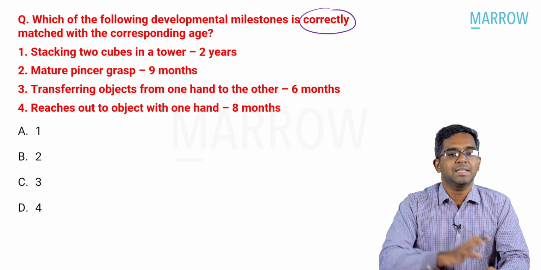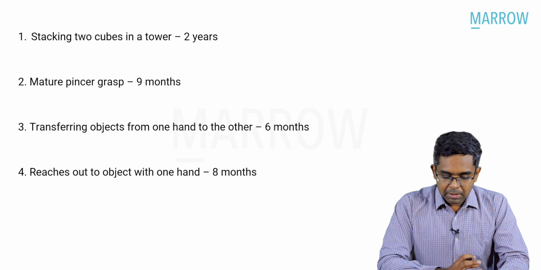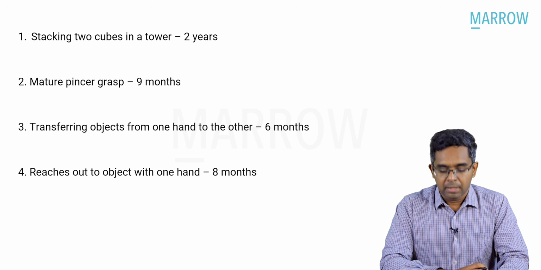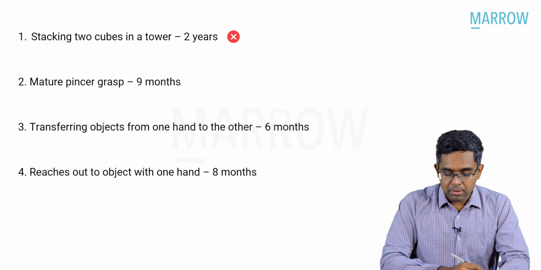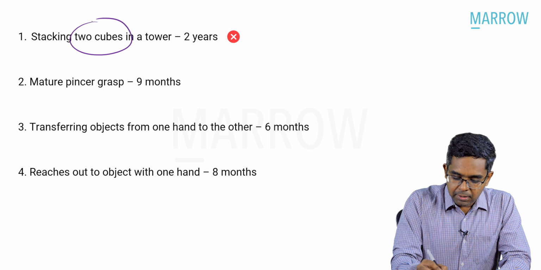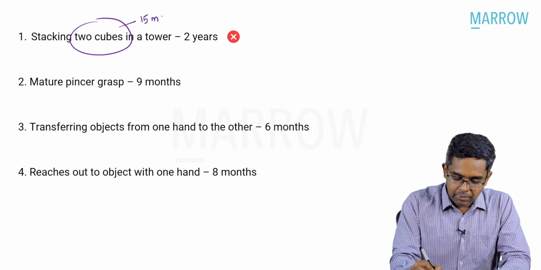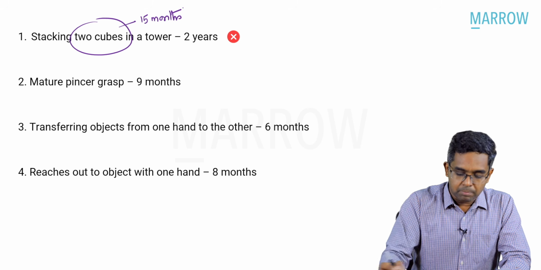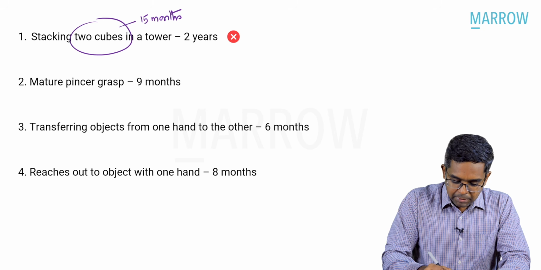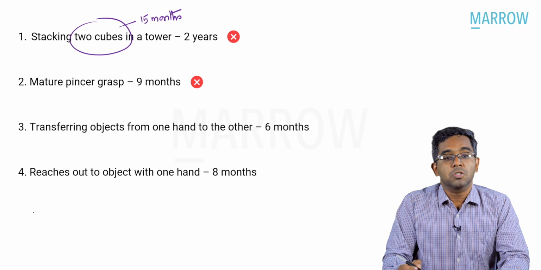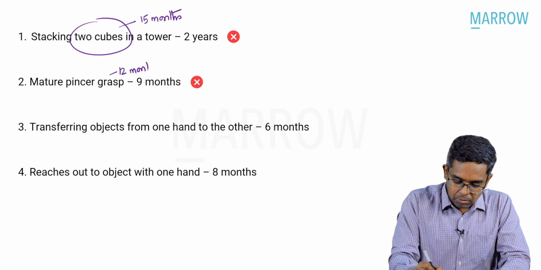For that, let us take the discussion in terms of milestones one after another. First milestone given was stacking 2 cubes in a tower by the age of 2 years. This is absolutely wrong, because stacking 2 cubes in a tower is usually by the age of 15 months of age, right? Not by 2 years. Next one, mature pincer grasp 9 months is again wrong, because mature pincer grasp is attained by the age of 12 months. So that is also wrong.